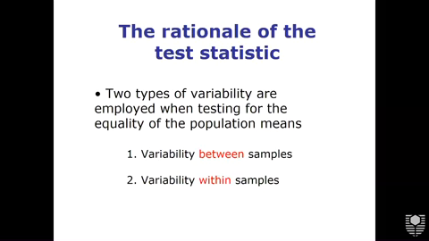So we have three cities, guys. So two types of variability. There is variability between the samples, right? Between the samples, and there is variability within the samples. How? From our example, we have three cities, right?